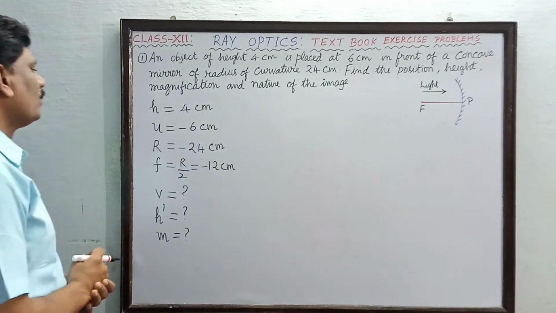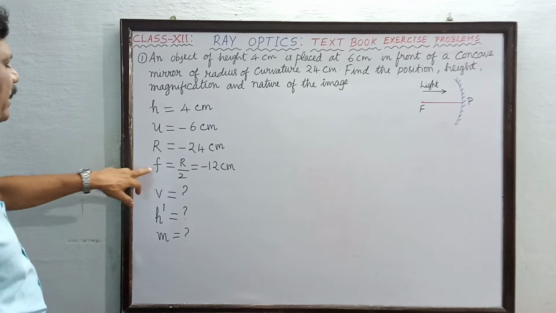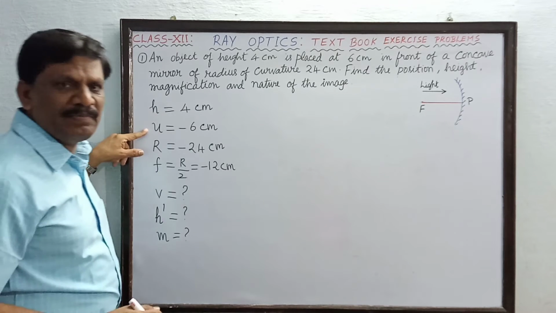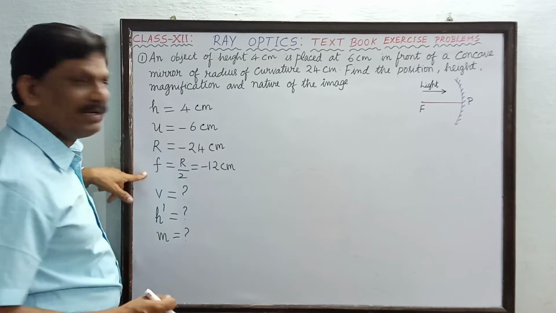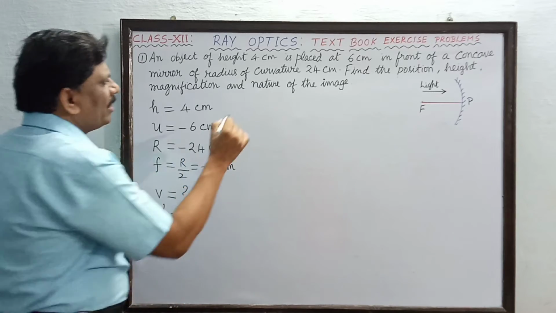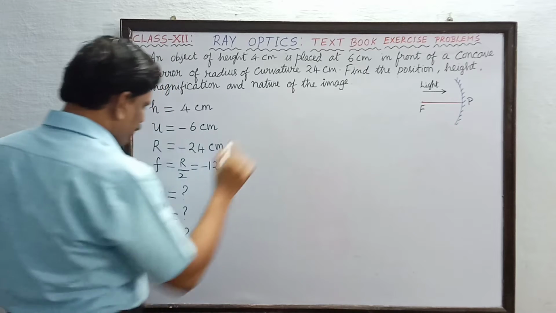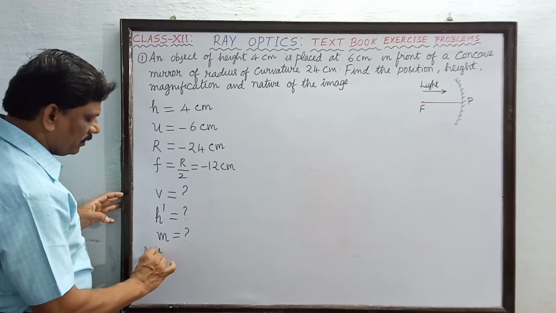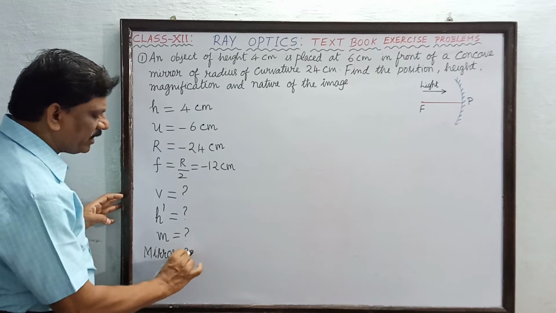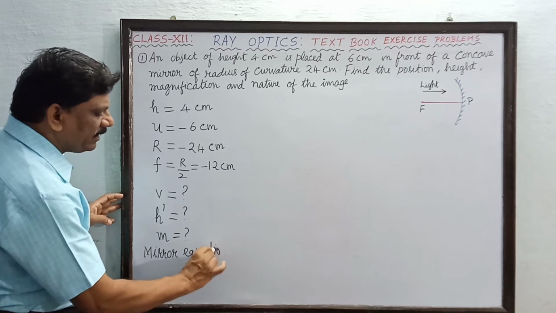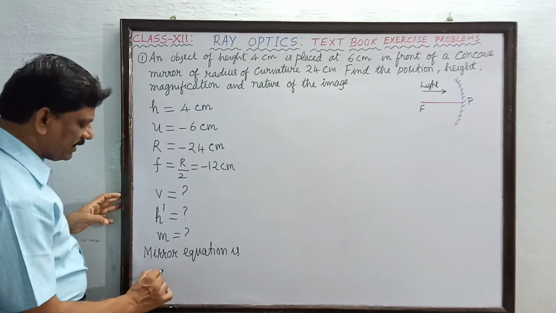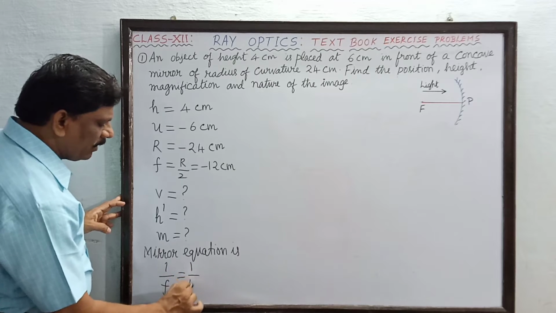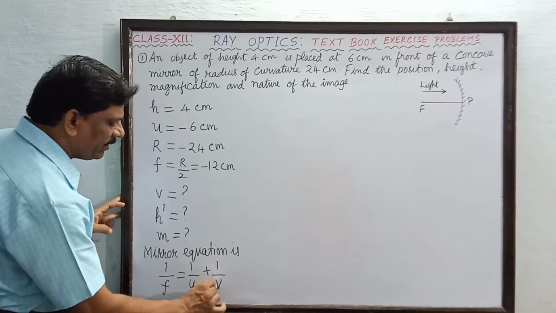So what are all the given quantities? You see here, focal length is given, object distance is given. So from this, image distance can be determined. So what is the formula for mirror? So from the mirror equation, I will write the mirror equation here. The mirror equation relates the object distance u, image distance v and the focal length. So 1 by f is equal to 1 by u plus 1 by v.